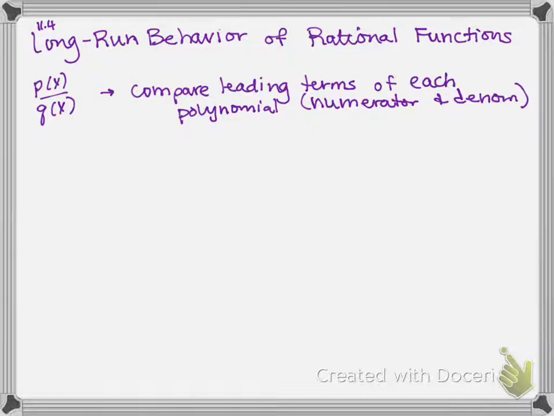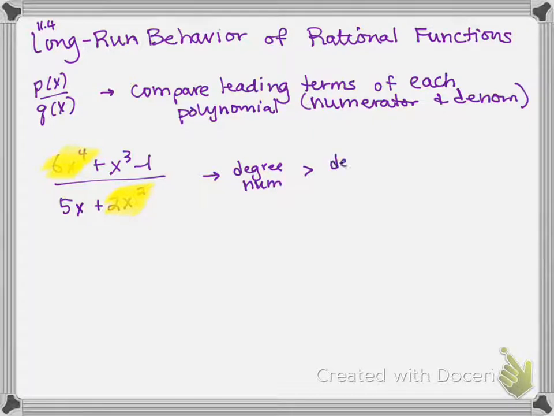So, if, for example, you have 6x to the fourth plus x cubed minus 1 over 5x plus 2x squared. If you can pick out the leading term in the numerator and the leading term in the denominator, and the degree in the numerator is larger than the degree in the denominator, then that's going to result in long-run behavior of whichever direction the function goes will be to infinity.